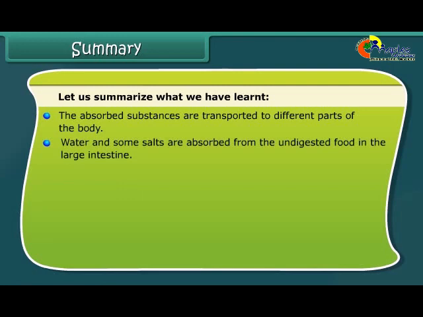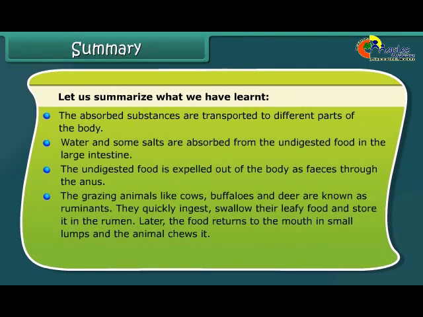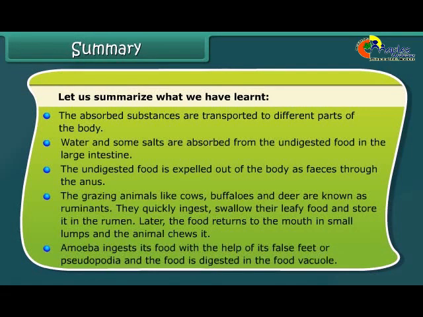Water and some salts are absorbed from the undigested food in the large intestine. The undigested food is expelled out of the body as feces through the anus. The grazing animals like cows, buffaloes, and deer are known as ruminants. They quickly ingest, swallow their leafy food, and store it in the rumen. Later, the food returns to the mouth in small lumps, and the animal chews it. Amoeba ingests its food with the help of its false feet or pseudopodia, and the food is digested in the food vacuole.